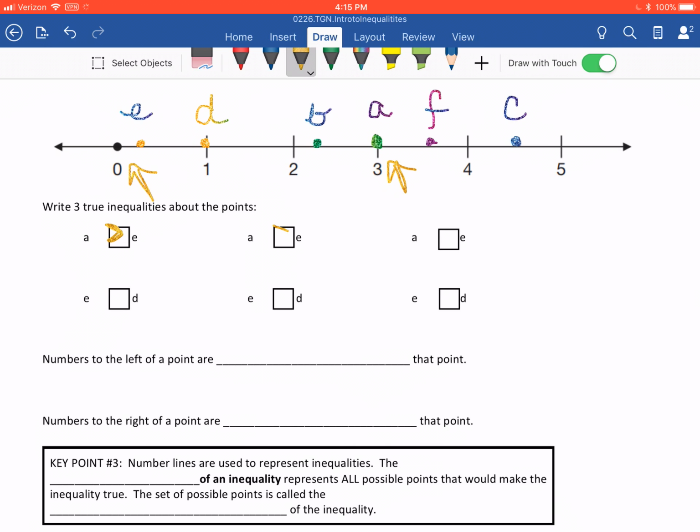I also know that A is greater than or equal to E. I could also have put that inequality. And because they are not at the same place on the number line, they are also not equal to each other.